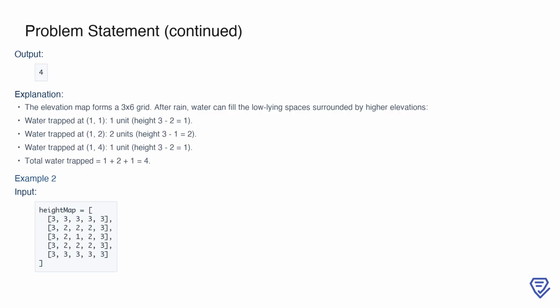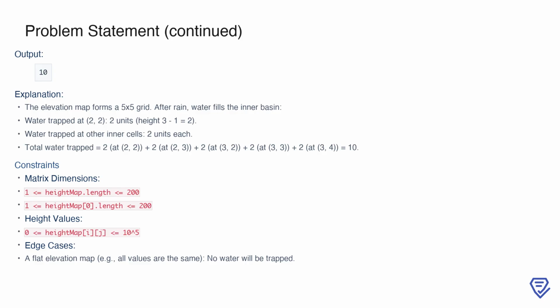This demonstrates how the trapped water is calculated based on the difference between the height of the basin and the minimum surrounding elevation. Let's examine one more example to solidify this concept. In the second example, the height map forms a 5x5 grid. Here, the terrain creates an inner basin surrounded by higher elevations. After it rains, water collects in the central area.